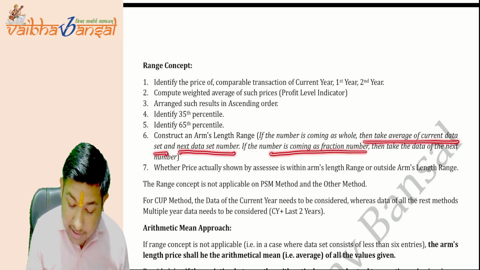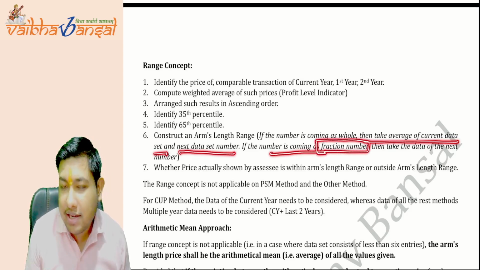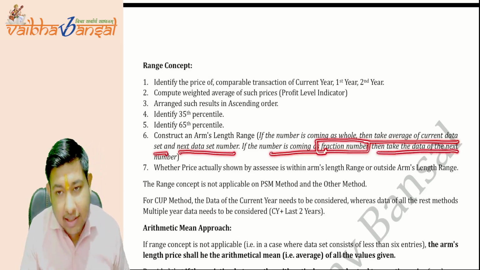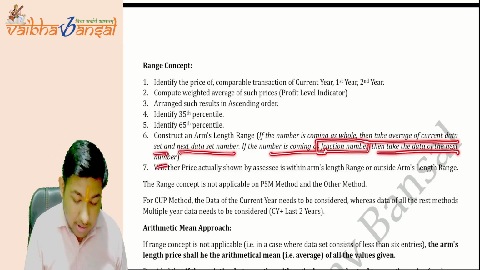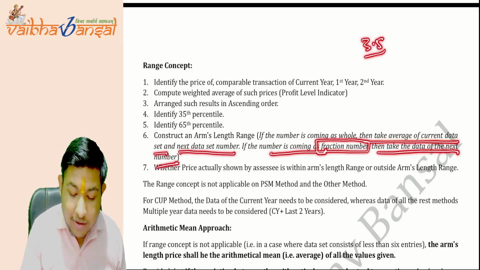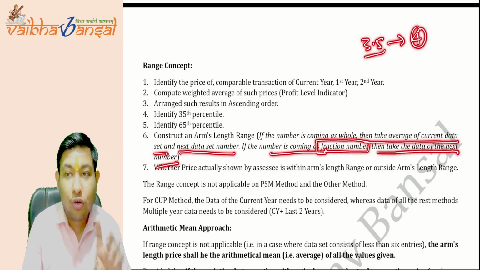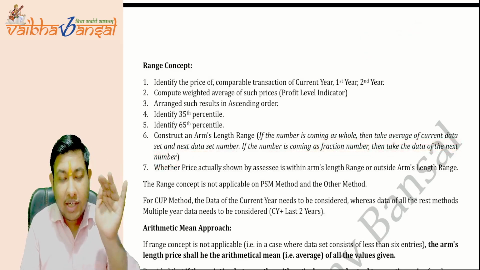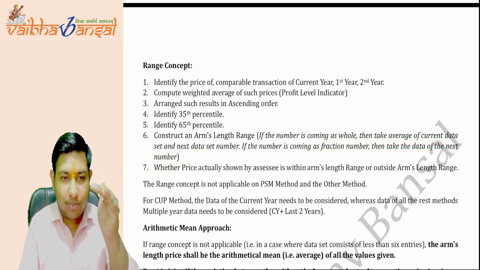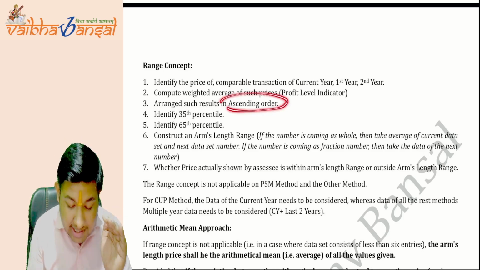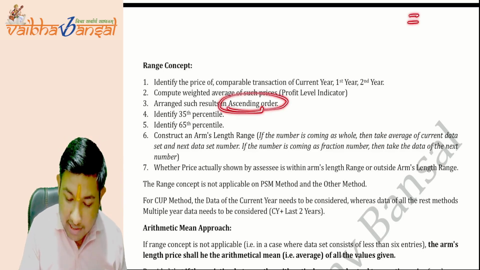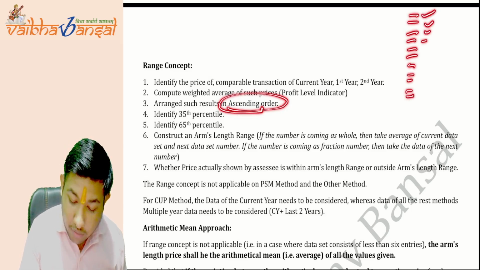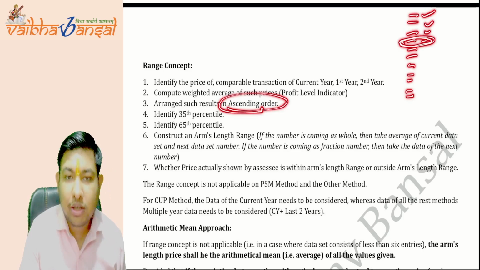If the number is coming as a fraction, in our case 3.5 or 4.5, then take the data of the next number. Like if it comes to 3.5, then take the data which is on the fourth number. Don't take 4; take the value written on the fourth position according to the ascending order list. There will be 10 numbers. You will take 1, 2, 3, 4. Whatever value is written there, you will take that.